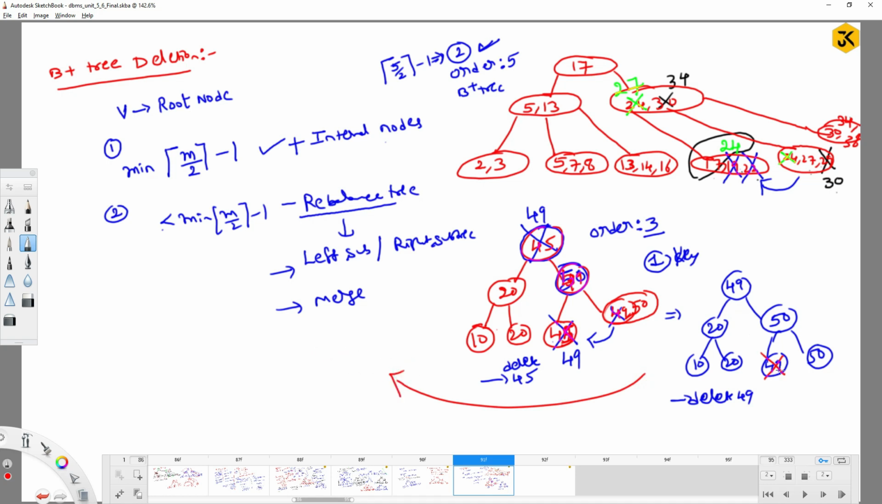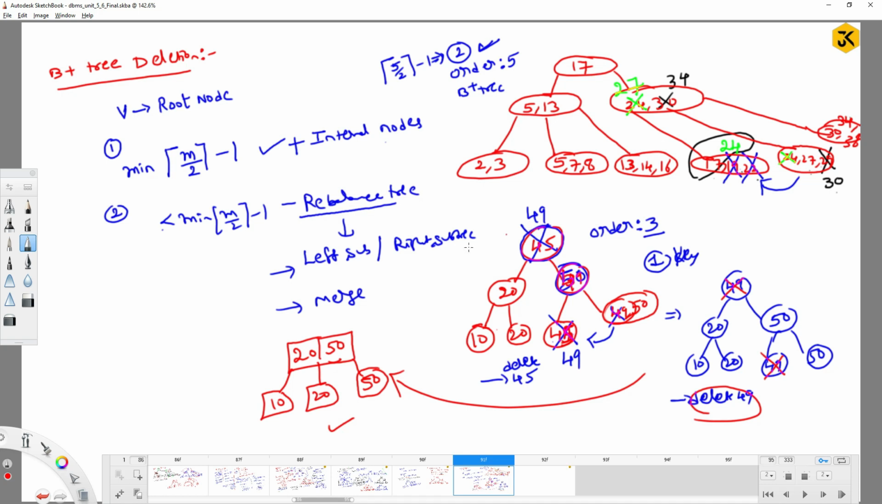If I delete the 49, this 49 is also going to be deleted, right? If I merge it, you are going to get 20 as a root node, along with 20, 50 will be there, and that 50 will be coming to the right side also. Here it will be 20. This is the final B+ tree after deleting the value 40.